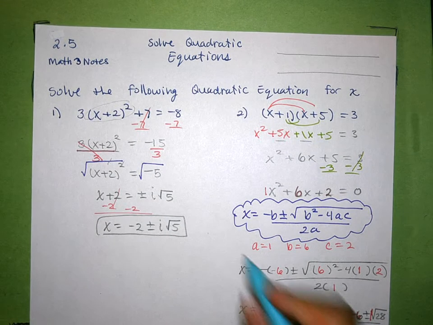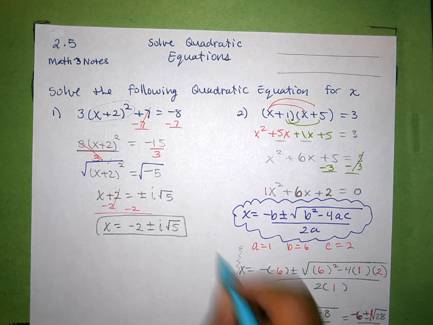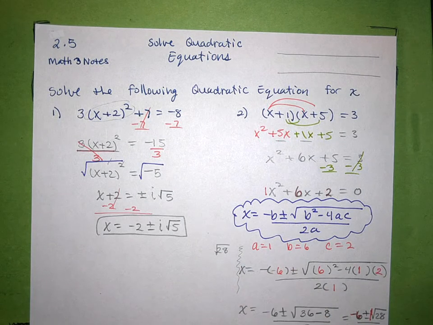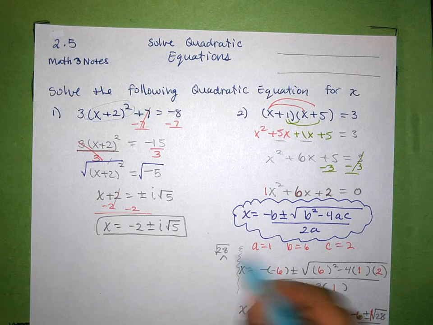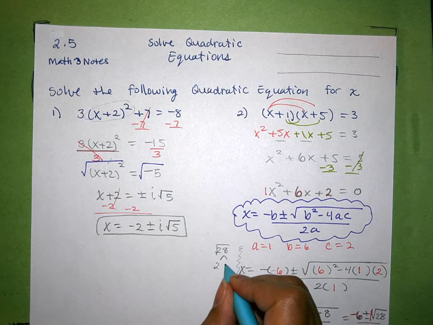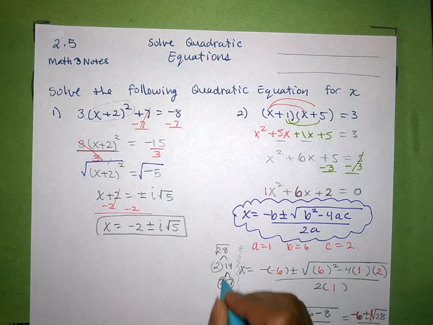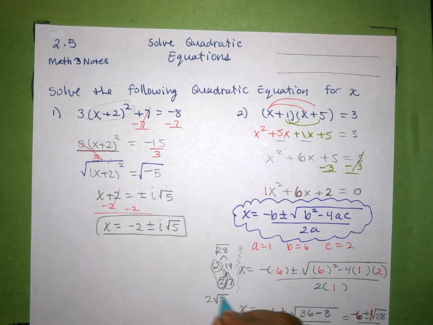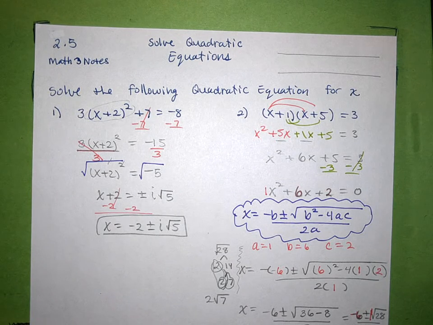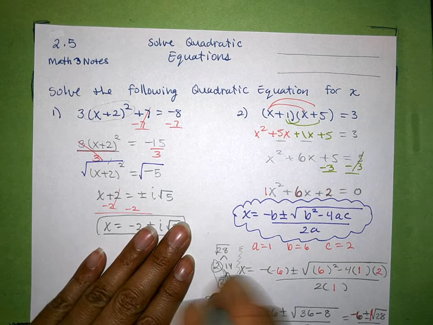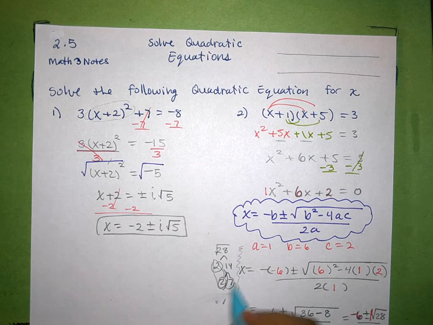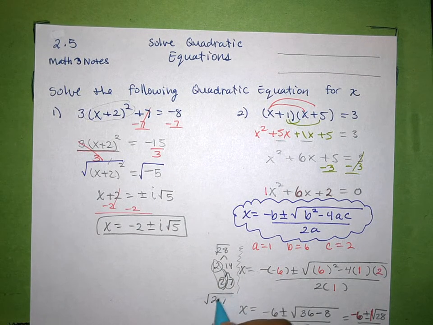But if you remember, I can break down the 28. I'm going to at least try. What goes into 28? 2 and 14. 2 and 7. So the 2 comes out, so 2 root 7 is what you have. So negative 6 plus or minus 2 root 7, over 2. All right, how did I get the 2 root 7? The square root of 28 broke up to 2 times 7. The 2 came out. The root 7 stayed in.